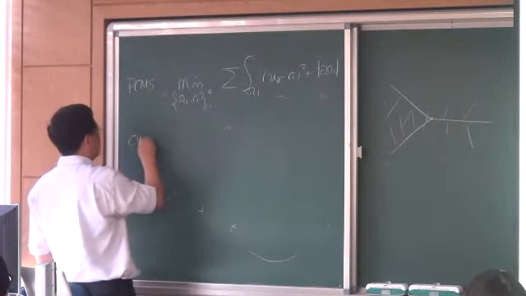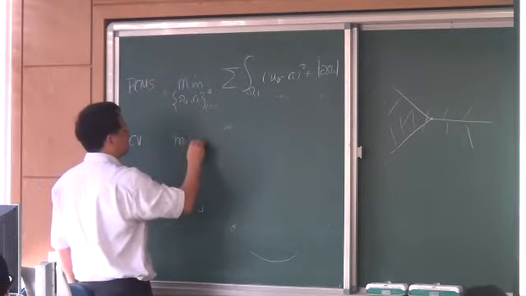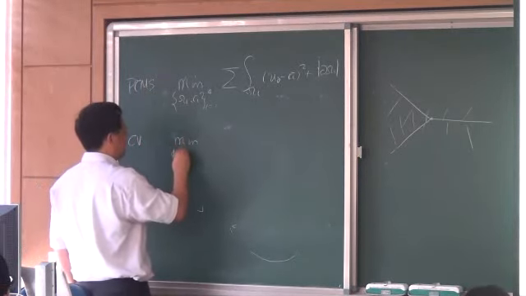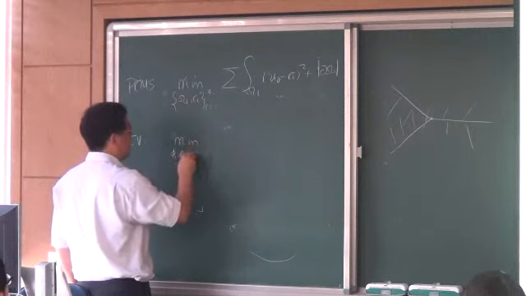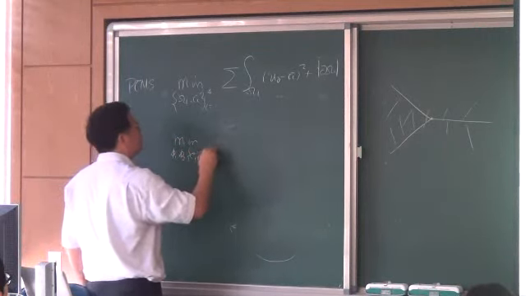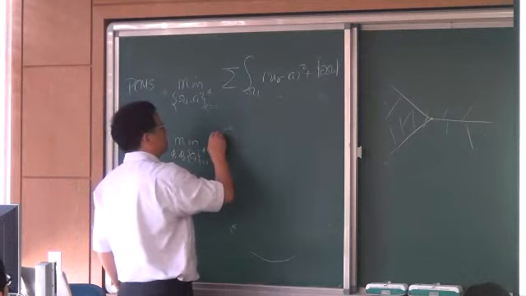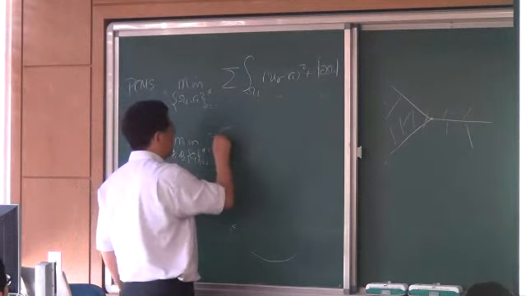So the Convex version is essentially that you minimize over phi 1 and phi 2 and ci, i from 1 to 4, of the sum.